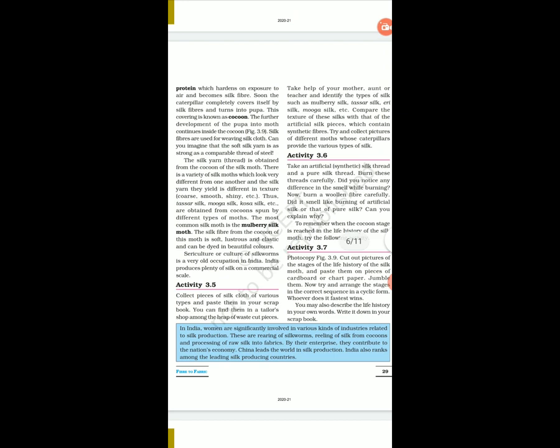As soon as it grows a little bigger, that stage is called pupa. And what does it do?